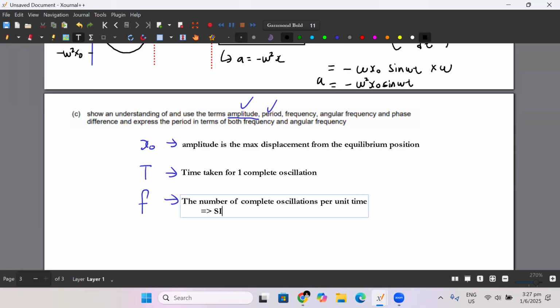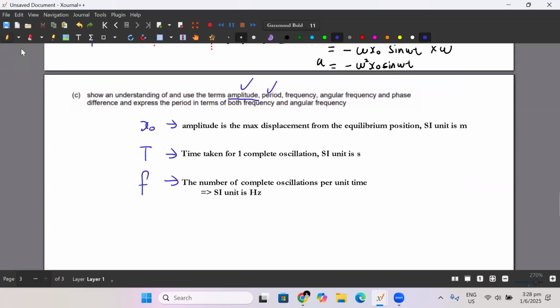Then remember this, the SI unit is hertz. I might as well write this also. And the SI unit for period is seconds. And for displacement, sorry, for amplitude, the SI unit is meter. So these two are related. You should know this from Sec 4 physics. Frequency is just 1 over the period.